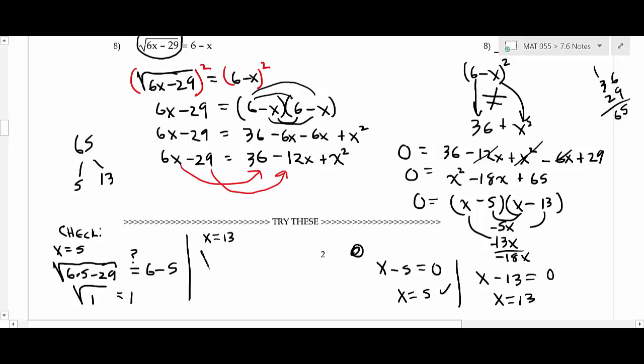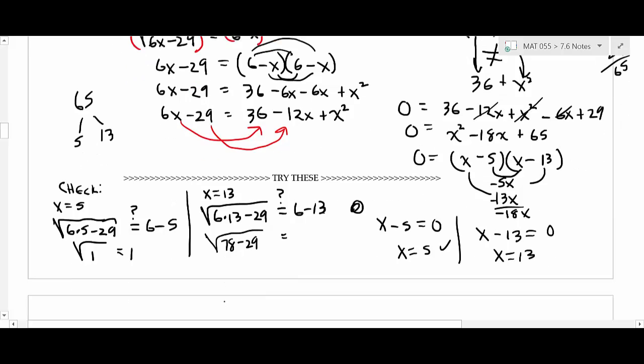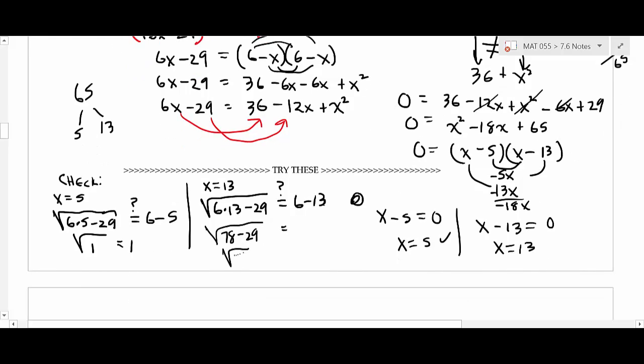If we do that, we're going to have the square root of 6 times 13 minus 29, and we'll see if that's equal to 6 minus 13. Now let me show you something on this. I'm going to go ahead and work it out, but I want to see how many people spot this. If you went ahead and did this, I think that is 78 minus 29. Then I think that is 49. What's the square root of 49? 7. But this is 6 minus 7, that's negative 7.